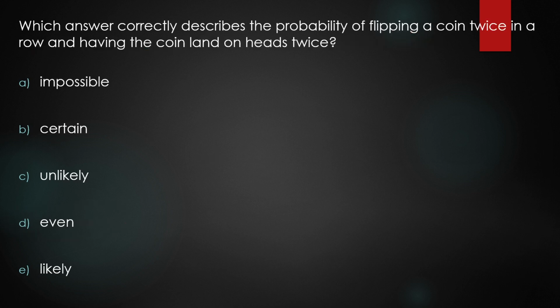All right, our last question here says, which answer correctly describes the probability of flipping a coin twice in a row and having the coin land on heads twice? Okay, so here I'm flipping 2 coins. I have my coin 1 and coin 2, okay? When I flip my first coin, I have a 1/2 chance of it landing on heads, and when I flip my second coin, I have that same 1/2 chance. So if I were to multiply these together, I would get 1/4.